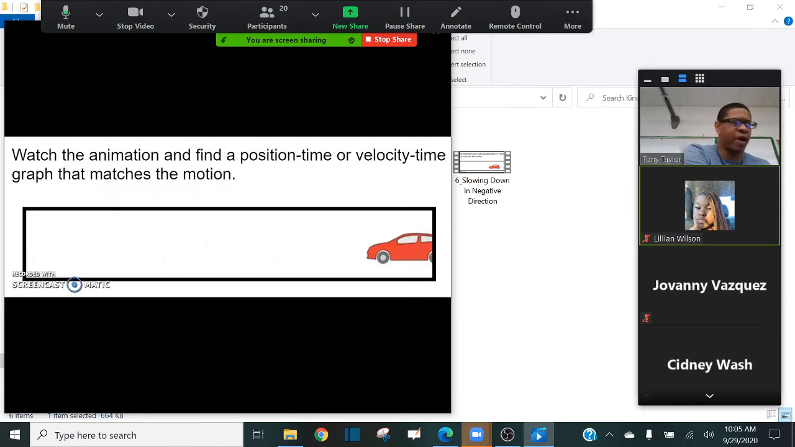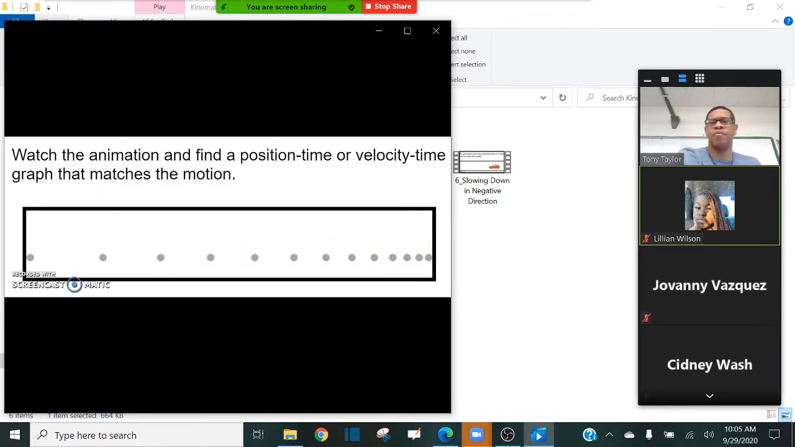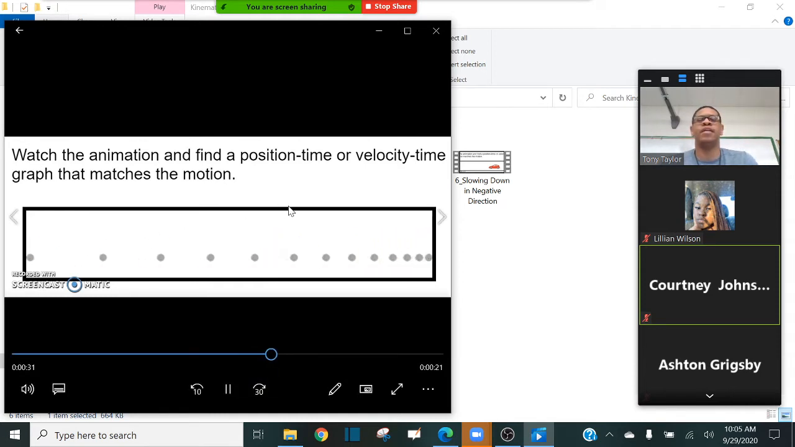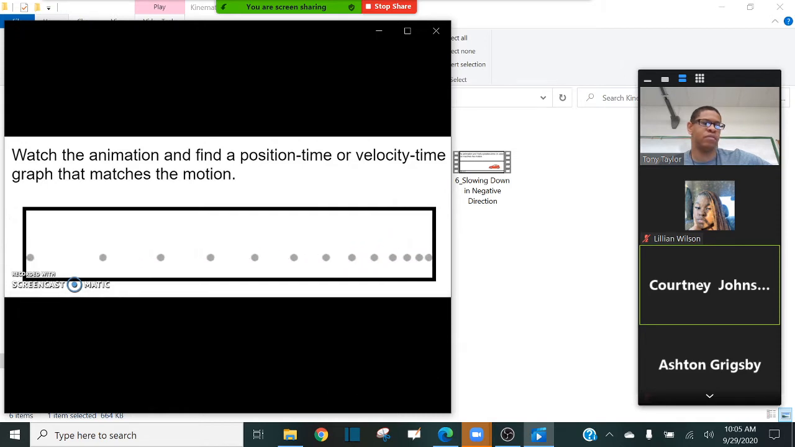Guys, for this example right here, can someone tell me what is the sign of the velocity and the sign of the acceleration for this particular motion map? Negative, positive. No, it is not negative, positive. Anyone else? Negative, negative. Exactly. It's a negative velocity because it's moving in the negative direction. But how did you know it was a negative acceleration, Courtney? Because the signs have to be the same for it to be speeding up. Bingo, exactly. Did y'all catch that?